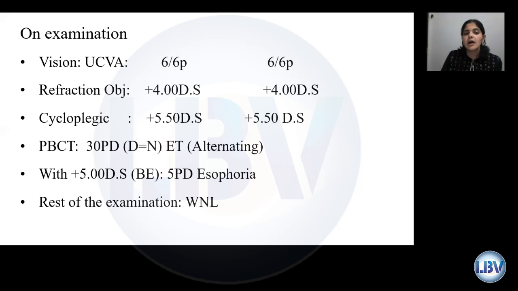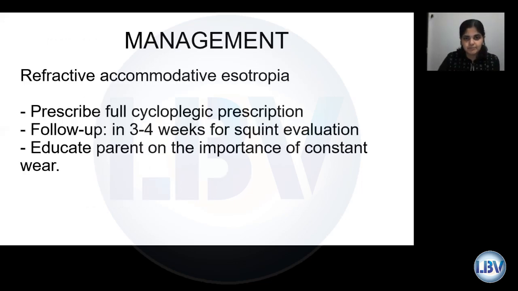On examination, the cycloplegic refraction was about plus 5.5 diopters sphere in both the eyes. On cover test, it was found that there is 30 prism diopters of esotropia, which was alternating. Again, the esotropia here is equal between distance and near. And with the correction of about plus 5, the tropia came down to an esophoria of 5 prism diopters. From 30 prism diopters esotropia, it came down to esophoria. Rest of the examination was within normal limits.